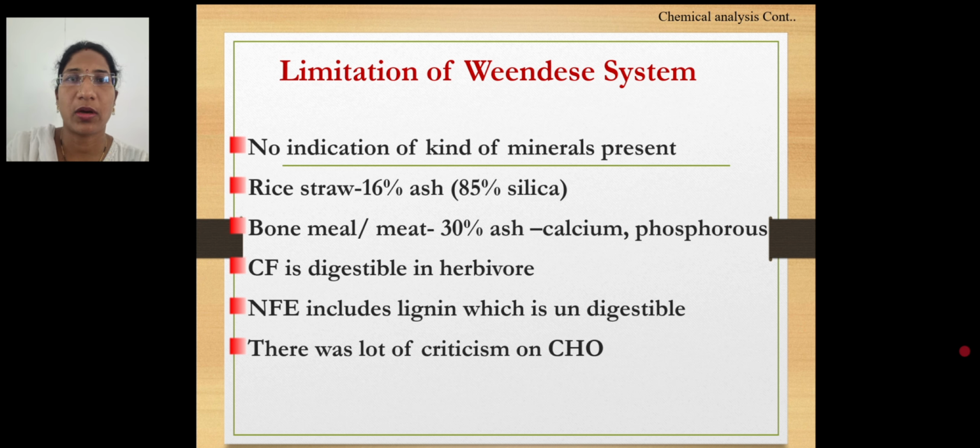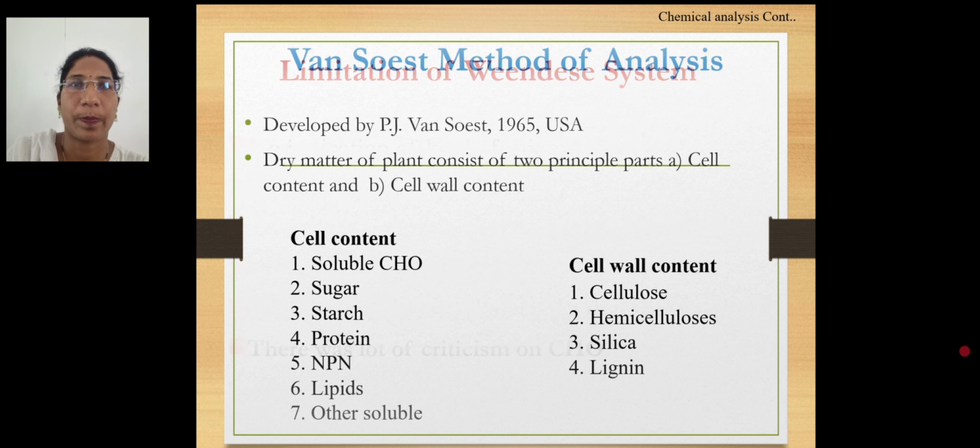Then bone meal as well as meat meal should contain 30% ash in the form of calcium and phosphorus. Then crude fiber is digestible in herbivorous animals. Nitrogen free extract includes lignin, which is undigestible by the animal. Then there are lots of problems or criticism on CHO.